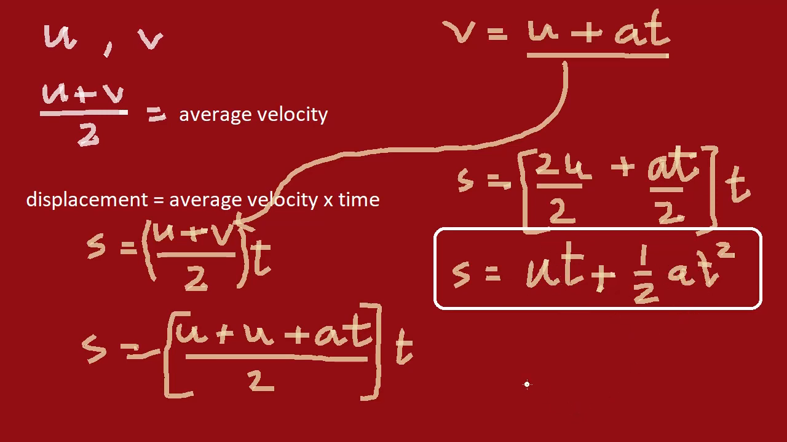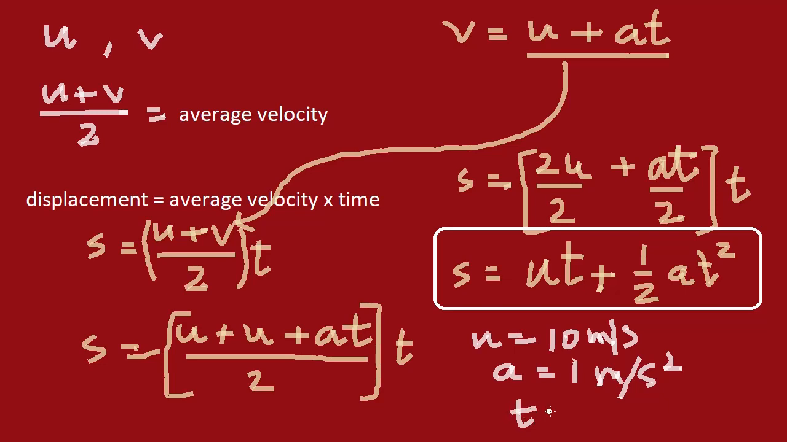We'll take a quick example for this. Suppose we have an object traveling with an initial velocity of 10 meters per second, and it undergoes an acceleration of 1 meter per second squared, and it travels for a time interval of 5 seconds. What will be the displacement covered by this object? That is an interesting question which can be solved using this second equation of motion.